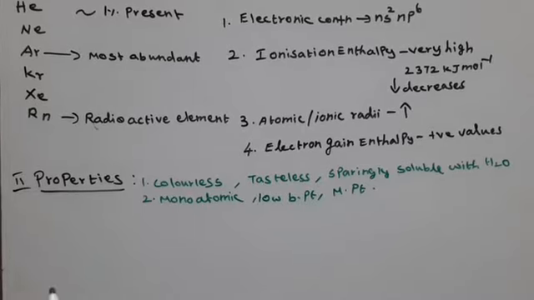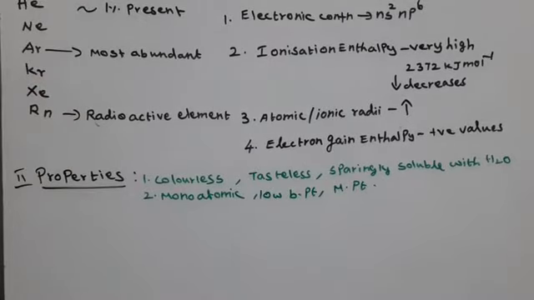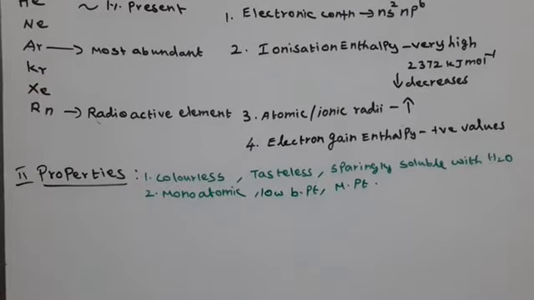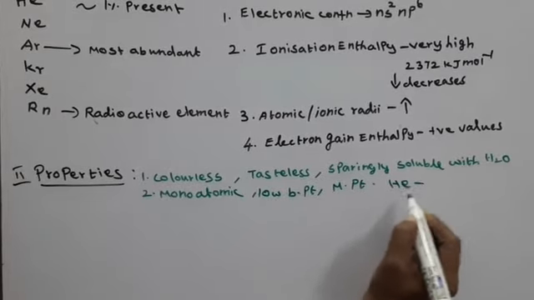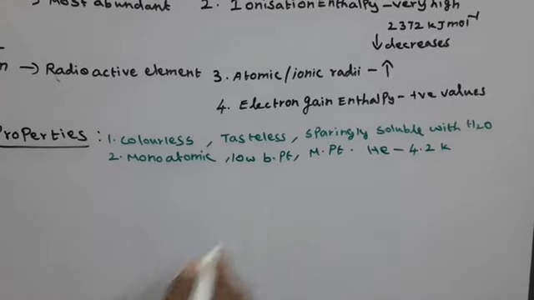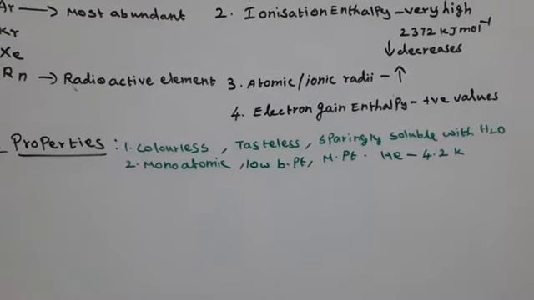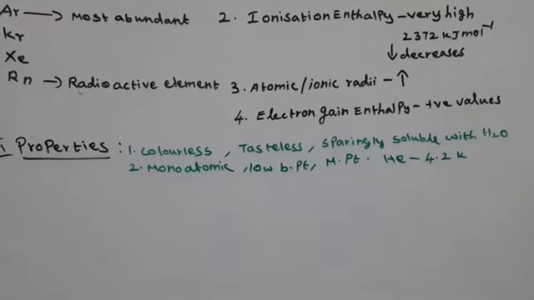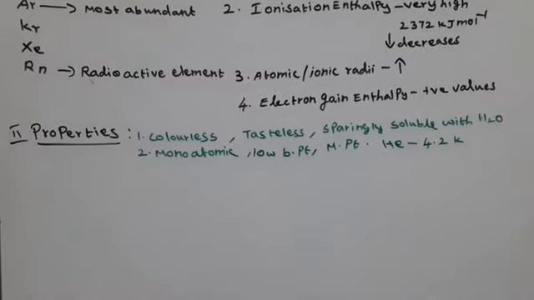For example, helium has the lowest melting point. Its melting point is 4.2 Kelvin, a very low melting point. And the next one is chemical properties, the third one.